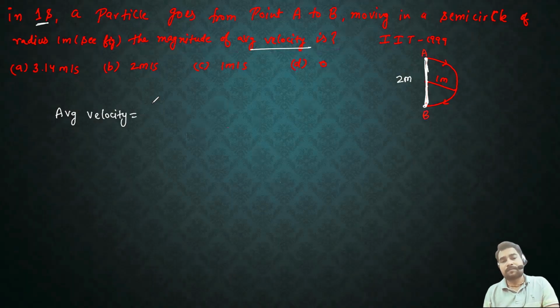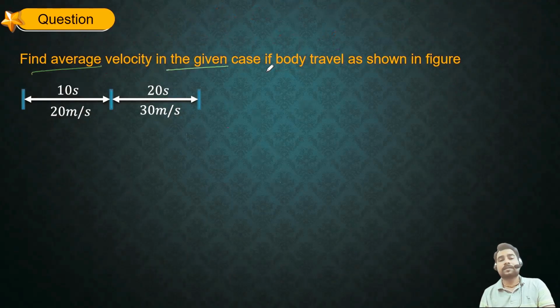So overall displacement is 2 meter and this part is covered in 1 second. So total displacement divided by total time. So average velocity is going to be 2 meter per second. Find average velocity in the given case if body travels as shown in the figure.